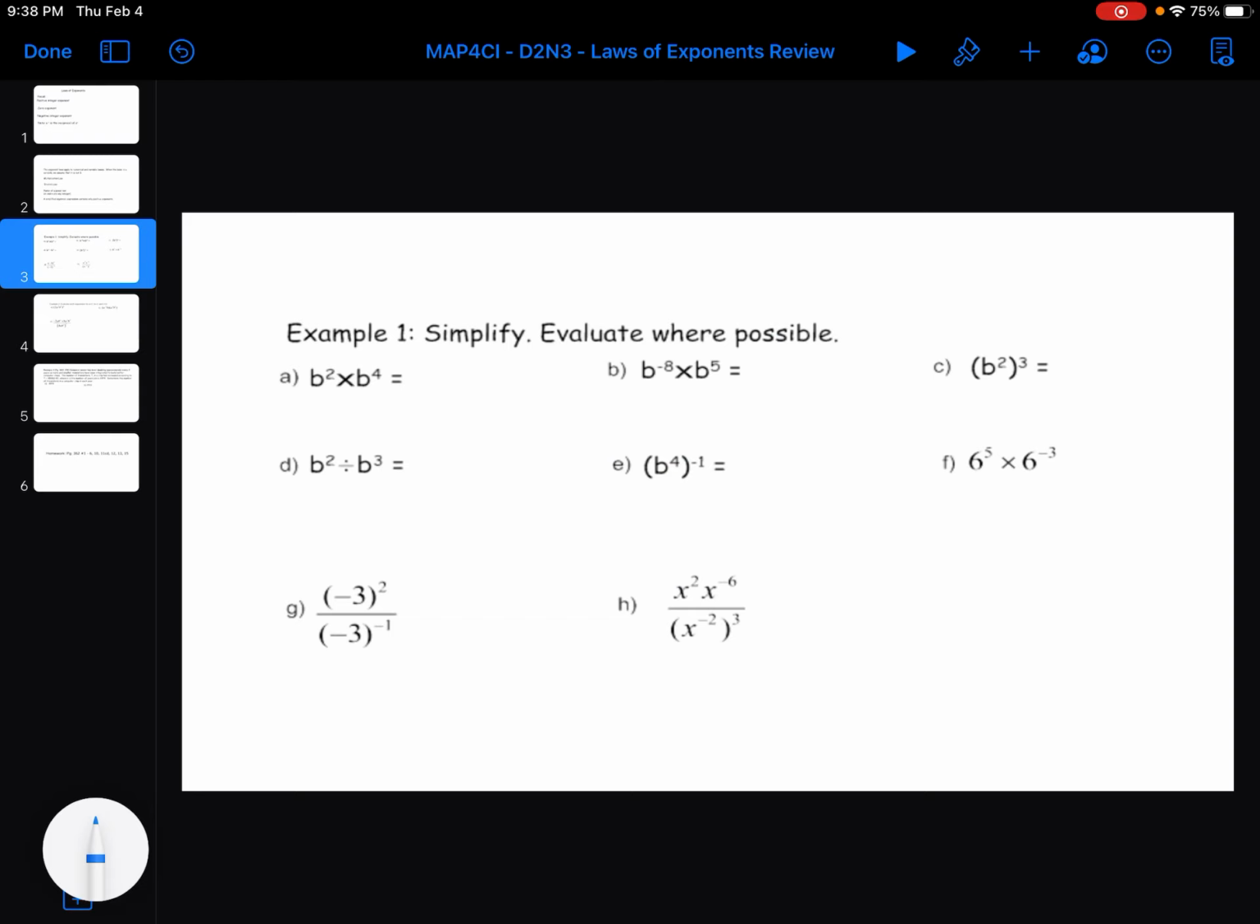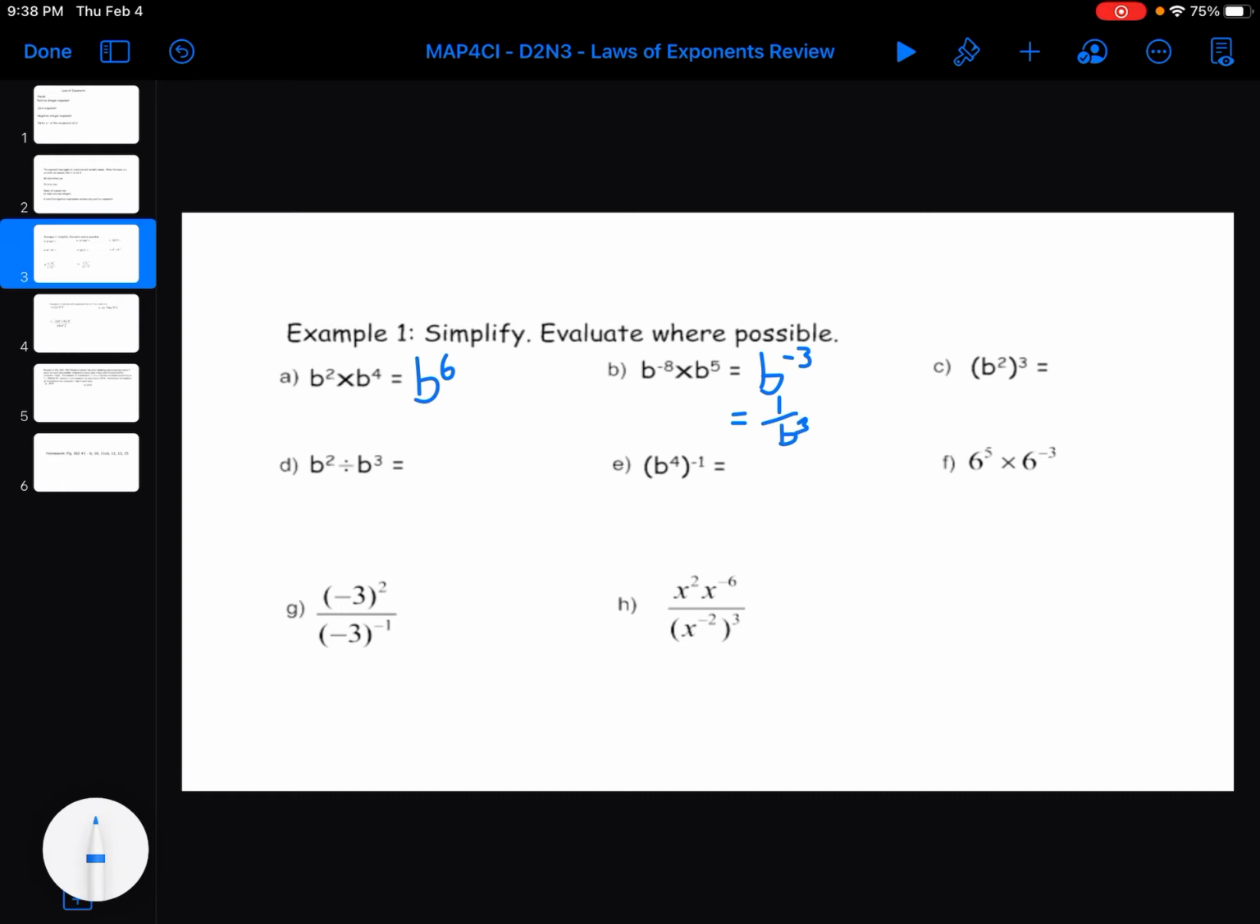If I have common base, so I've got a^2 b and a^4 b, it's asking me to multiply them. All I have to do is add my exponents. 2 plus 4 is 6. Same thing for the second question. It looks a little bit different because I've got a negative, but I'm just going to do negative 8 plus 5. I get b to the negative 3. Well, that's not simplified. I need to change that to 1 over b cubed.